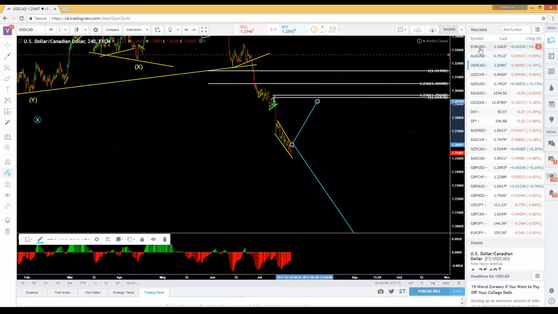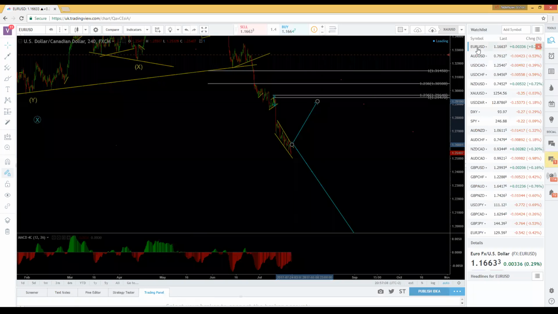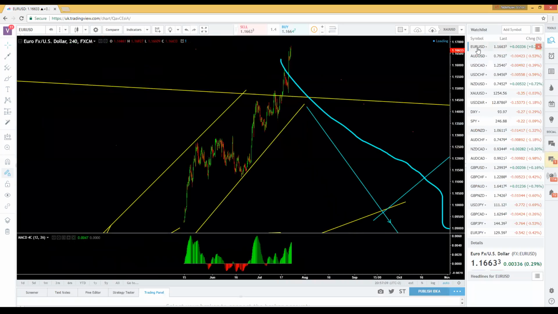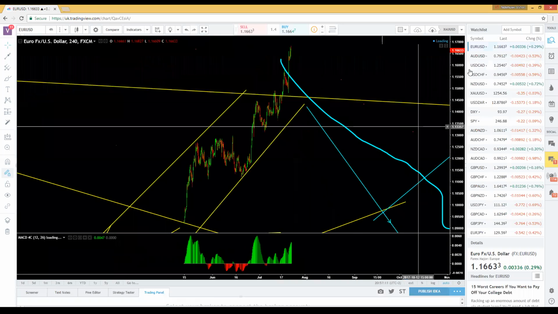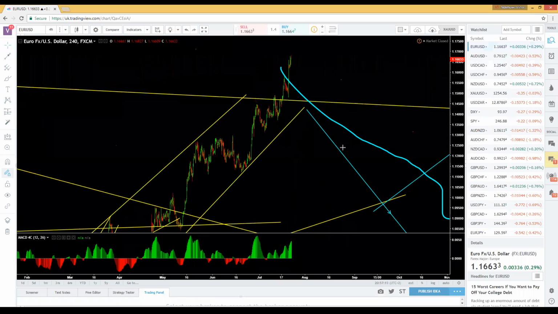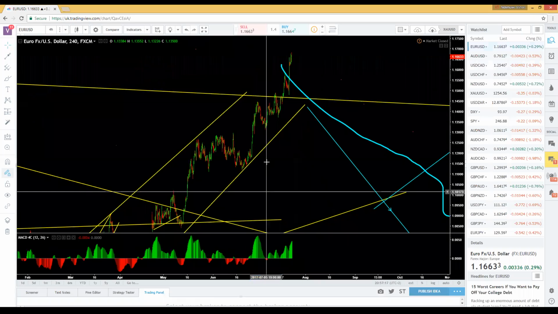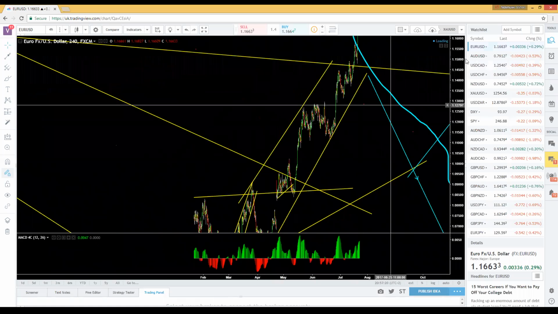So Euro USD. I always get a lot of questions such as, where does the Elliott wave count start? Which wave do you start on? How do you identify the start of the wave? And I always say that there is no start, it's a cycle. You just need to know in which position of a cycle the market is trending.